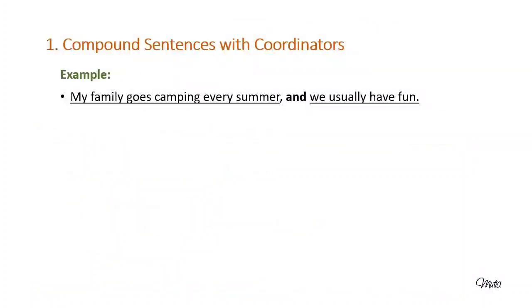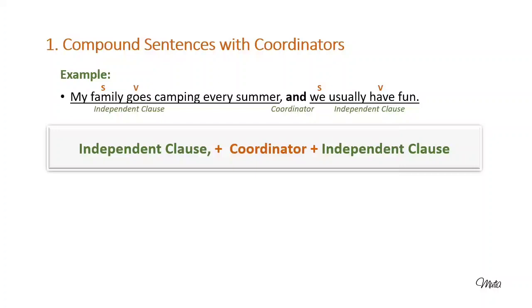Let's look at the details of compound sentences. The first one is compound sentences with coordinators. For example, my family goes camping every summer, and we usually have fun. This sentence has two independent clauses. The first independent clause is, my family goes camping every summer. The second independent clause is, we usually have fun. Those two independent clauses are connected by a coordinator, and.